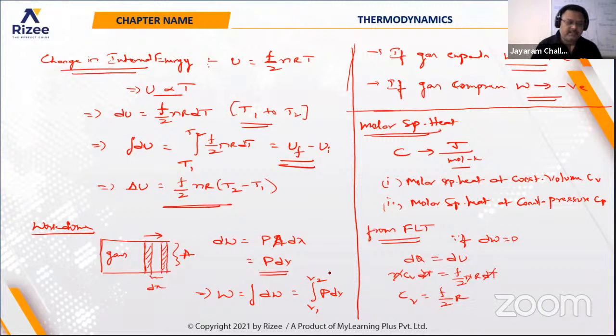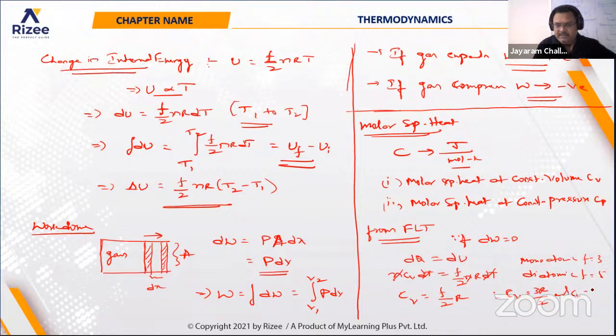For a monoatomic gas, the degrees of freedom f is equal to 3, whereas for a diatomic gas, f is 5. Then the Cv values can be written as: for monoatomic, Cv is equal to 3R by 2, and for diatomic, Cv is equal to 5R by 2. But don't take it for granted. The specific heat is dependent upon the temperature conditions, please.